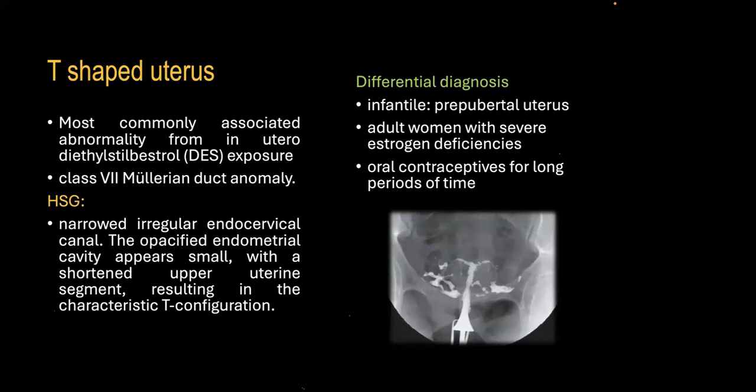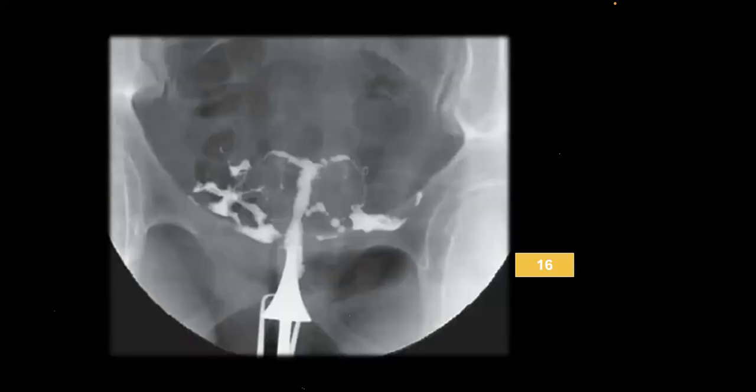Adenomyosis and this, why would it be? It is a typical T-shaped uterus. There's no chance of adenomyosis. SIN could have been a closer differential, but still.